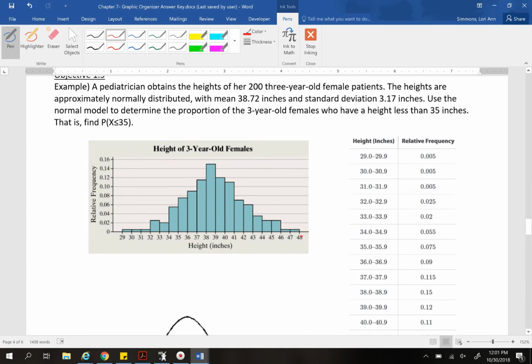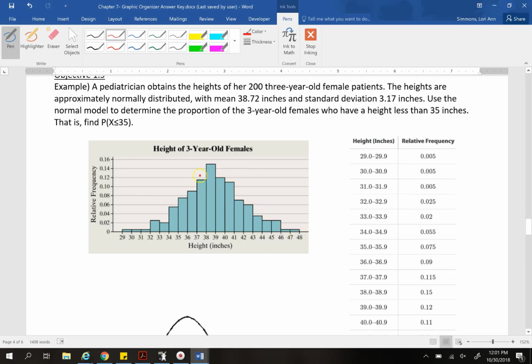A pediatrician obtains the heights of her 3-year-old female patients. The heights are approximately normally distributed, with a mean of 38.72 inches and a standard deviation of 3.17 inches. Use the normal model to determine the proportion of the 3-year-old females who have a height less than 35 inches. That is, find the probability that x is less than or equal to 35.